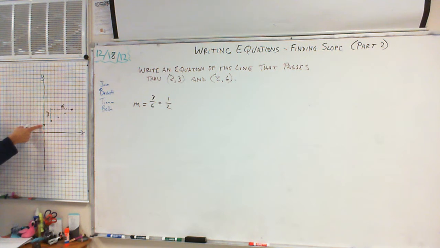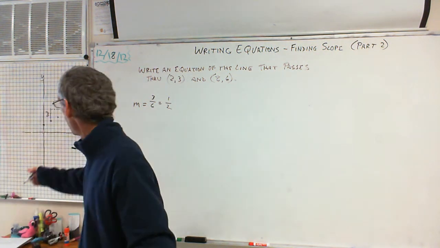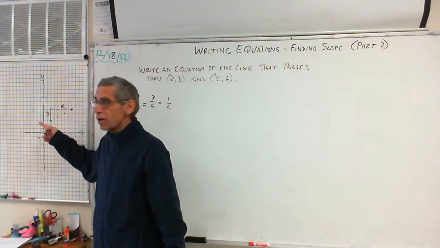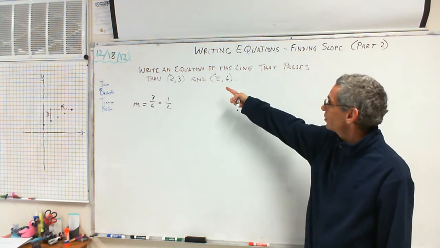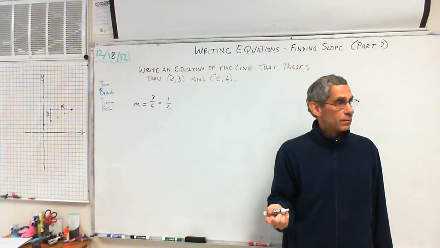What is that point called? It's on the y-axis. It's called the y-intercept. So now, I asked you to write an equation of the line that passes through those two points. What is it?